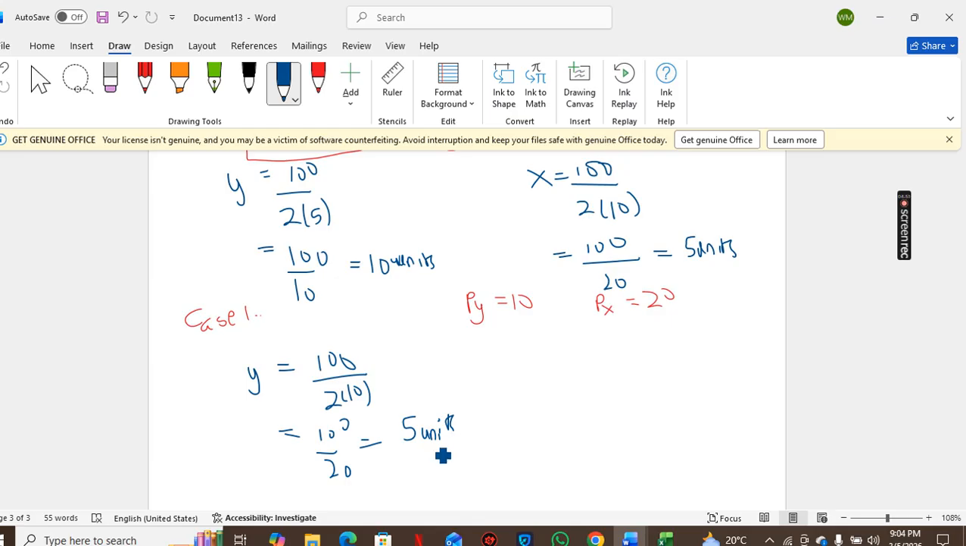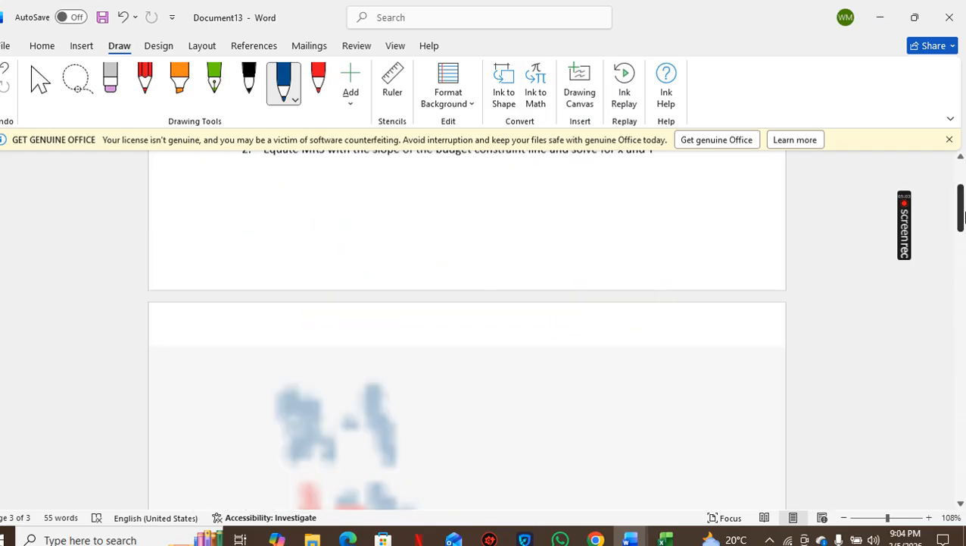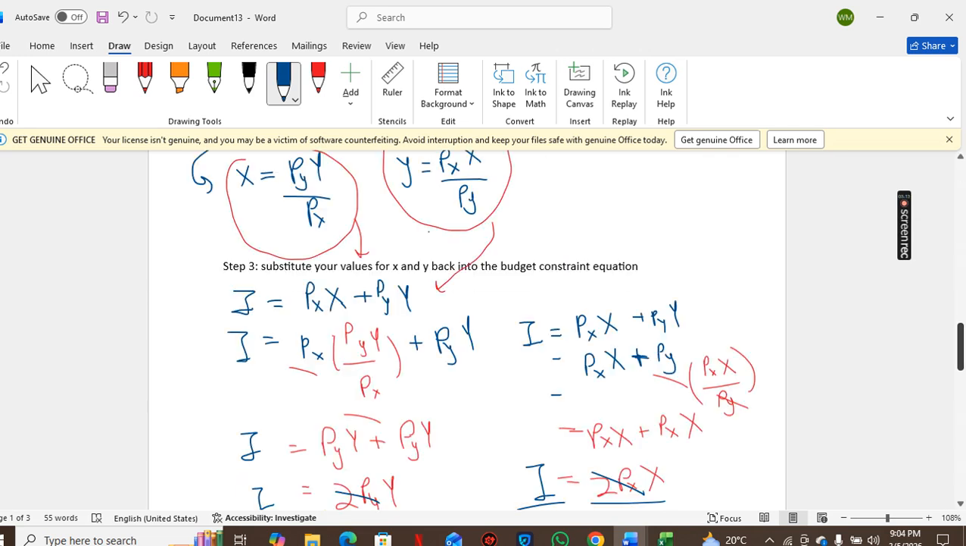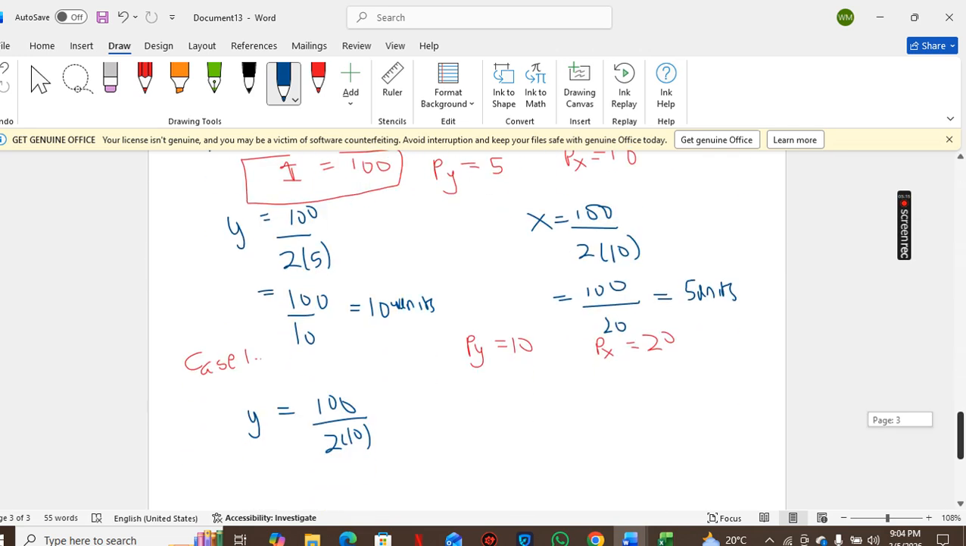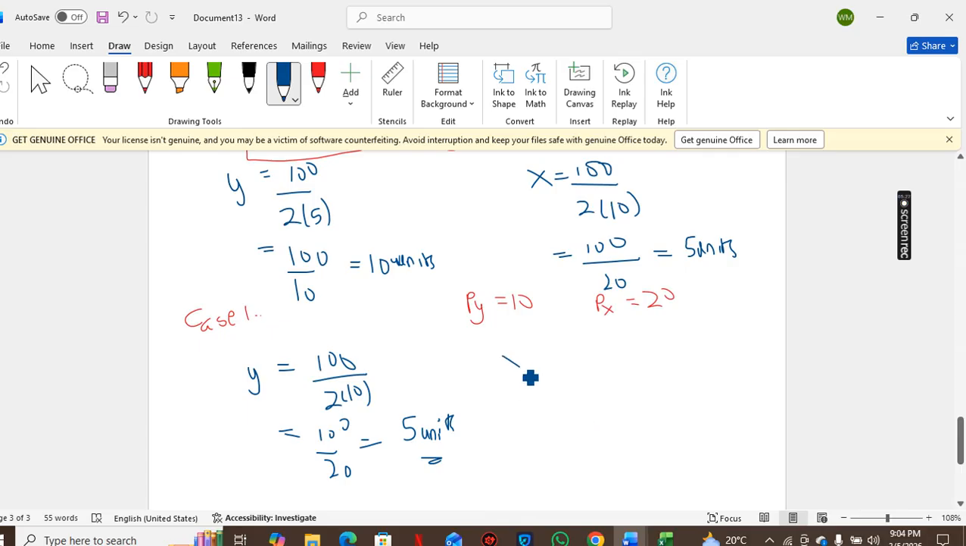Thank you. So colleagues, have we seen that when there's an increase in price, demand drops? That's the first case they're asking us here, where they say, show that the demand functions obtained in A are decreasing in prices. So we've seen here, if the price of the good increases, how much you buy reduces, which we already know. This is the law of demand. This is just the law of demand in play here.